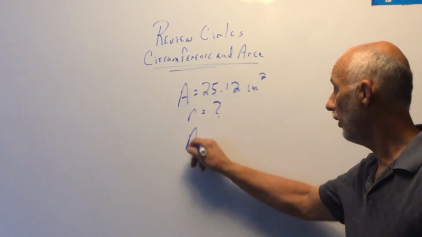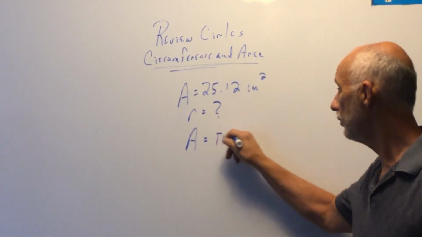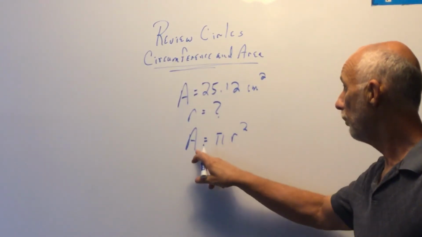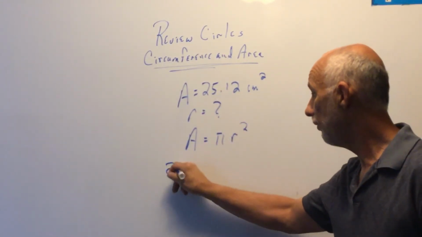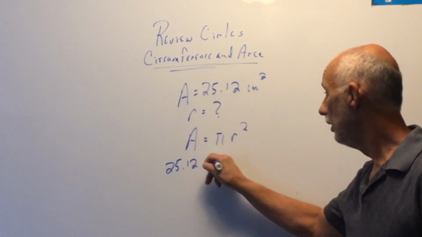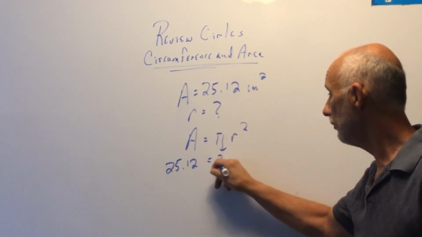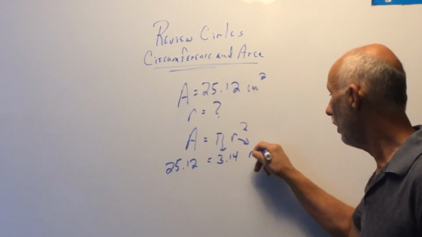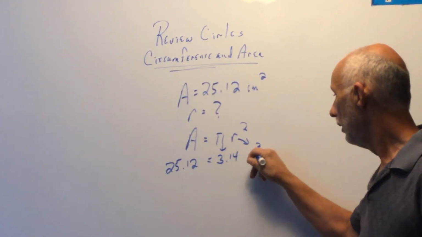I need to use area is equal to pi times the radius squared, okay? And then you would replace the area with 25 and 12 hundredths. You would replace pi with 3 and 14 hundredths, and you would replace the radius with r squared, all right?